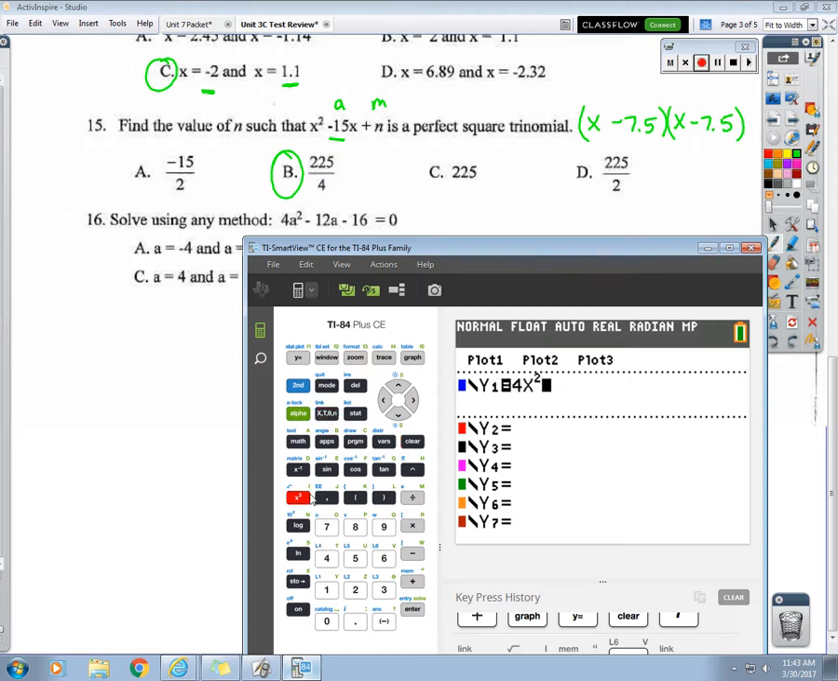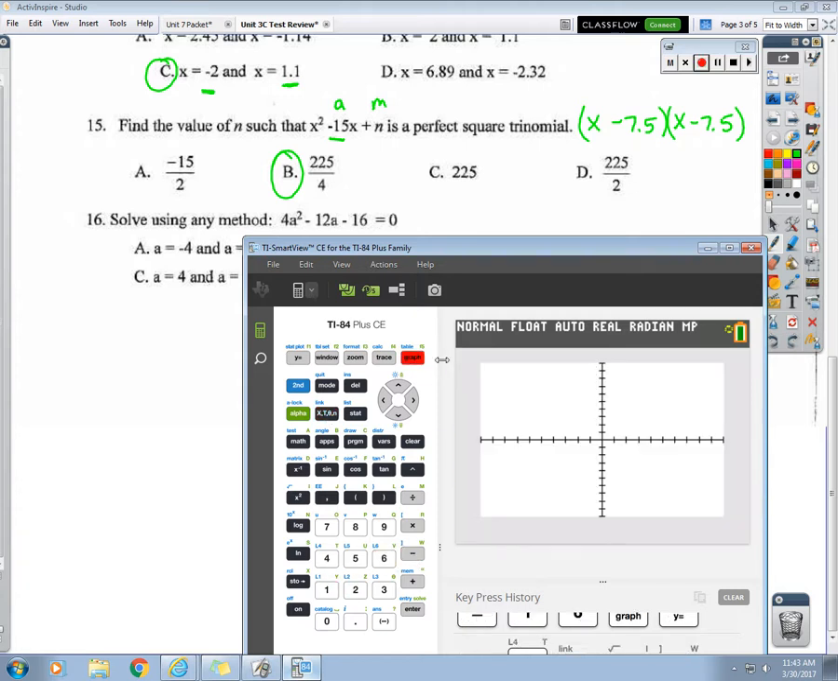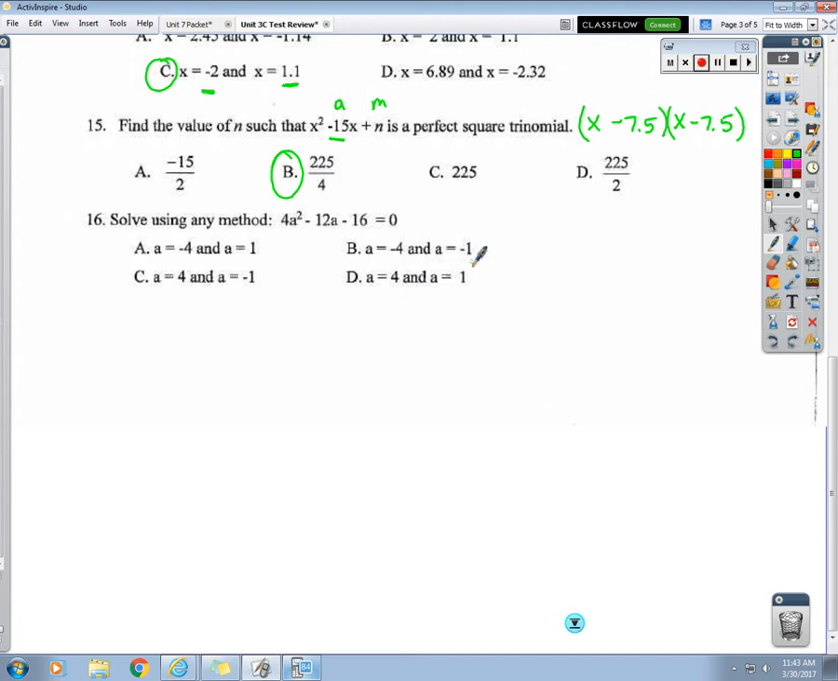Y equals 4x squared minus 12x minus 16. When I graph it, I see that it crosses at negative 1 and positive 4. So negative 1 and positive 4 are the answers, C. Remember, the graph is the final answer. You don't change the sign of whatever's on the graph unless you're writing it in factors, which is in parentheses. Okay, next page.